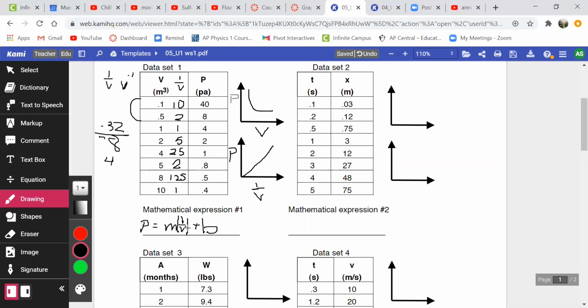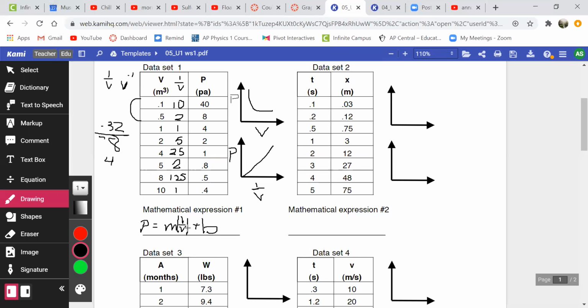So we're just going to plug 10 in. And what's 10 times 4? 40. What's 2 times 4? 8. 1 times 4? 4. There we go.